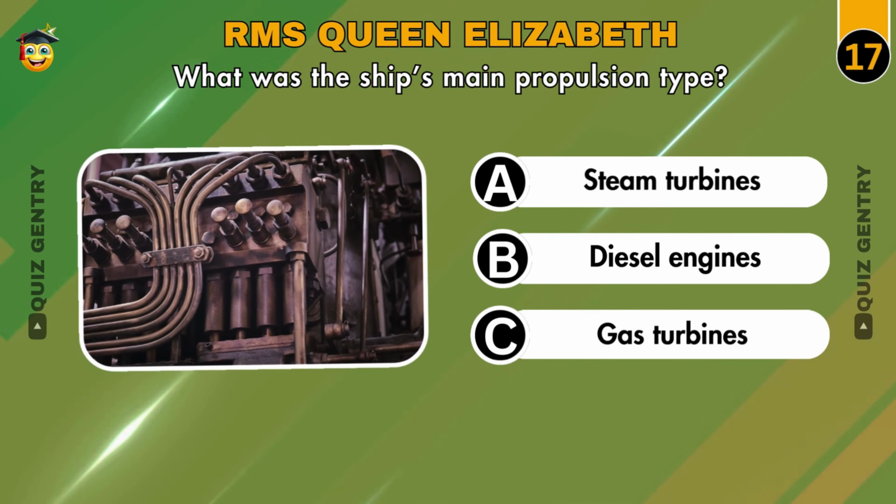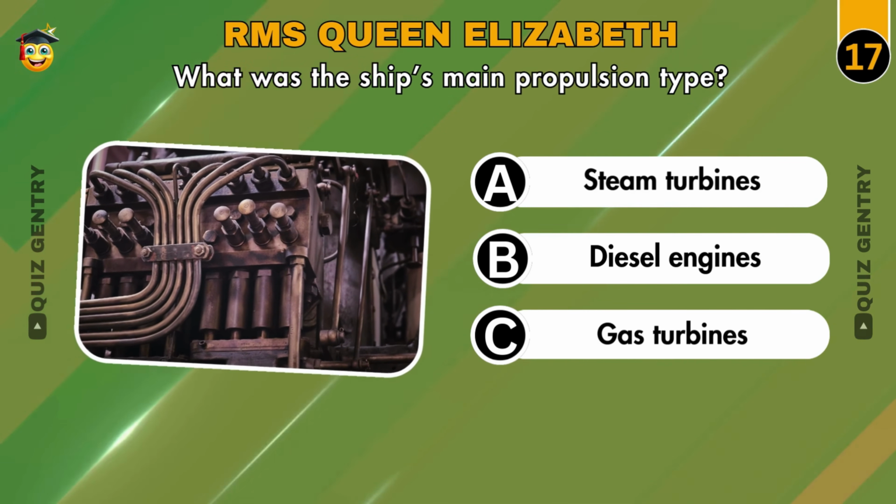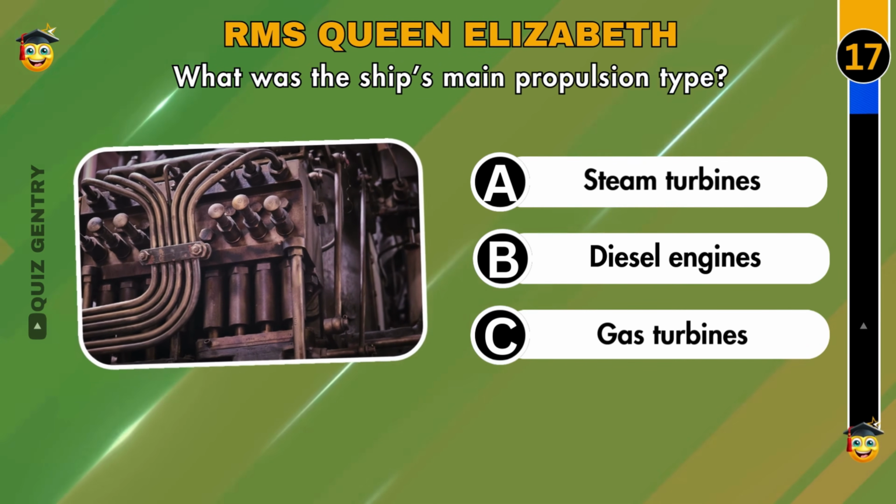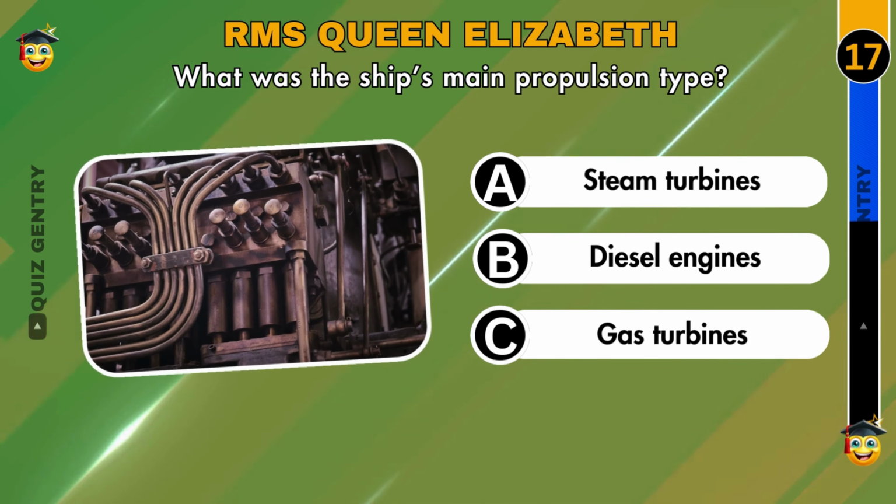What was the ship's main propulsion type? You have steam turbines, diesel engines, and gas turbines to choose from.